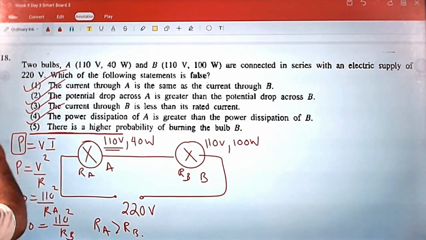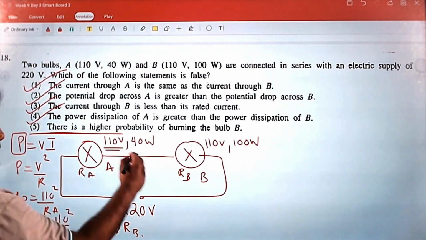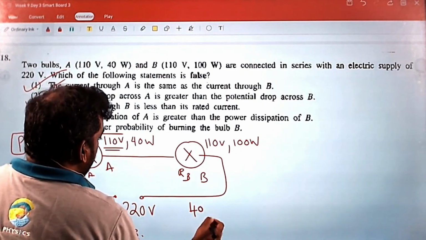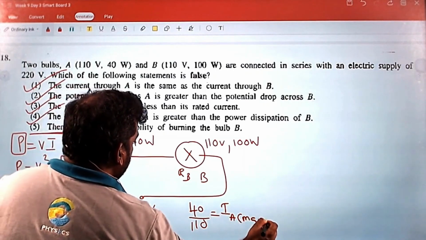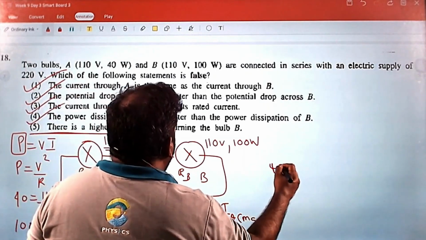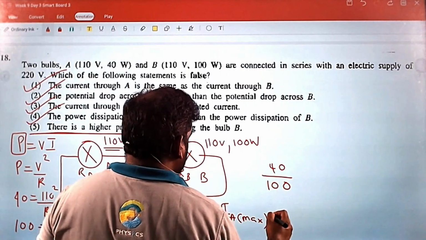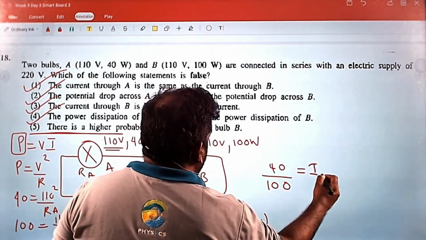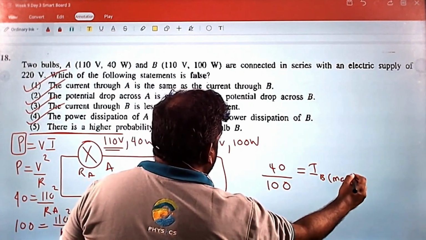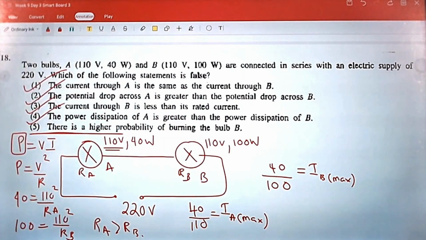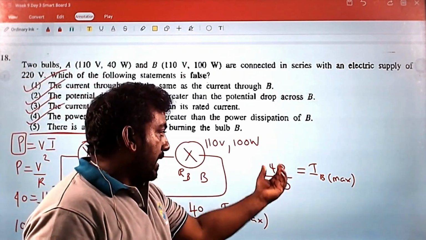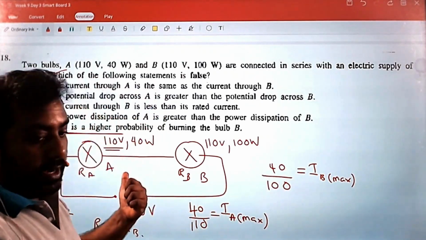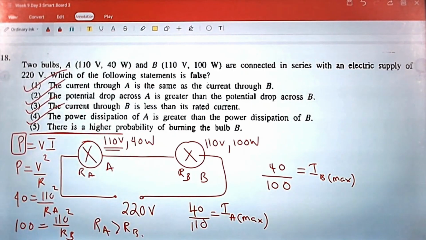The wrong statement is answer number 5. If you look at this, 40 divided by 110 is the maximum possible current in A, and 100 divided by 110 is the maximum possible current in B. So B will not burn, as B has a larger rated current. A might burn because A has a smaller rated current.